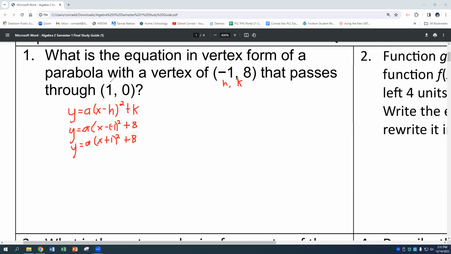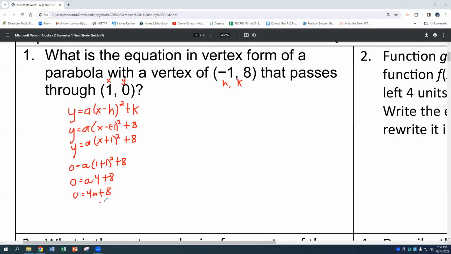So my point that's on this line is 1, 0. So x is 1 and y is 0. So I'm going to do 0 equals a, and then my x is 1, so 1 plus 1 squared plus 8. So I get 0 equals a, and then 1 plus 1 is 2, and then 2 squared is going to give me 4. So I'm going to write this as 0 equals 4a plus 8.